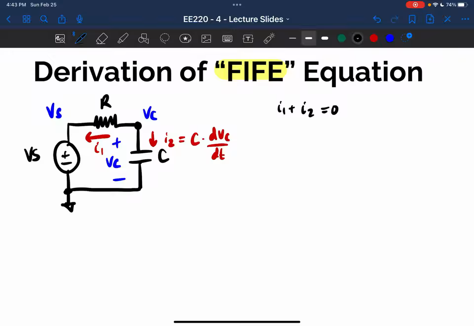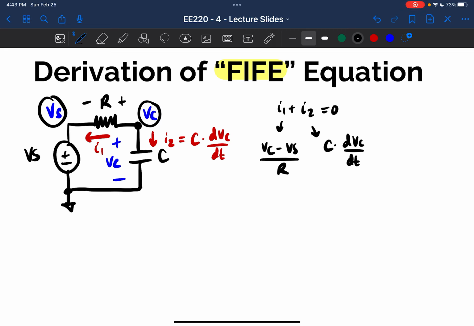Well, I know my expression for I2, that's just C times dVc/dt. And I can pretty easily get my expression for I1 using Ohm's law, right? The voltage drop across my resistor here is going to be Vc minus Vs, and then that whole thing divided by R. So I can add those two terms and set that equal to 0, and now I have this expression that I've derived from KCL. All right?